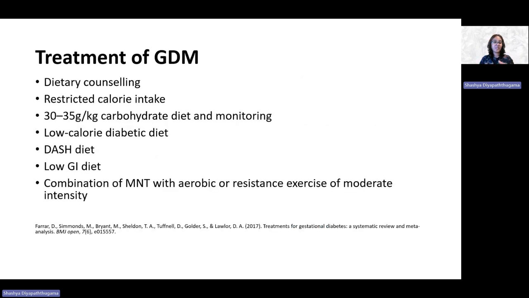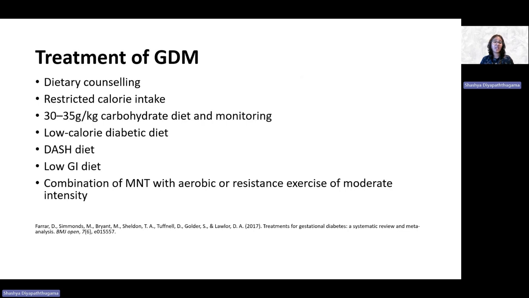So in summary, a few things that we could do to treat gestational diabetes. One is dietary counseling, and the other one is restricted calorie intake. That's a bit tricky because we don't always recommend restricted calorie intake in a way that would reduce the weight. So we can discuss more of that in coming slides.